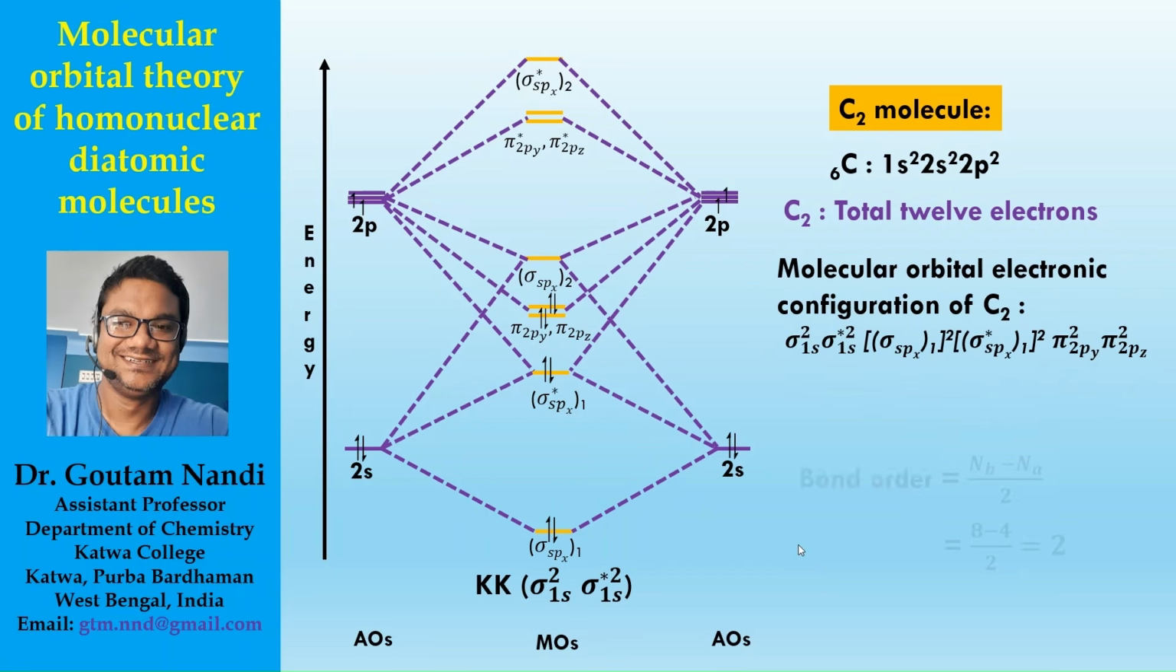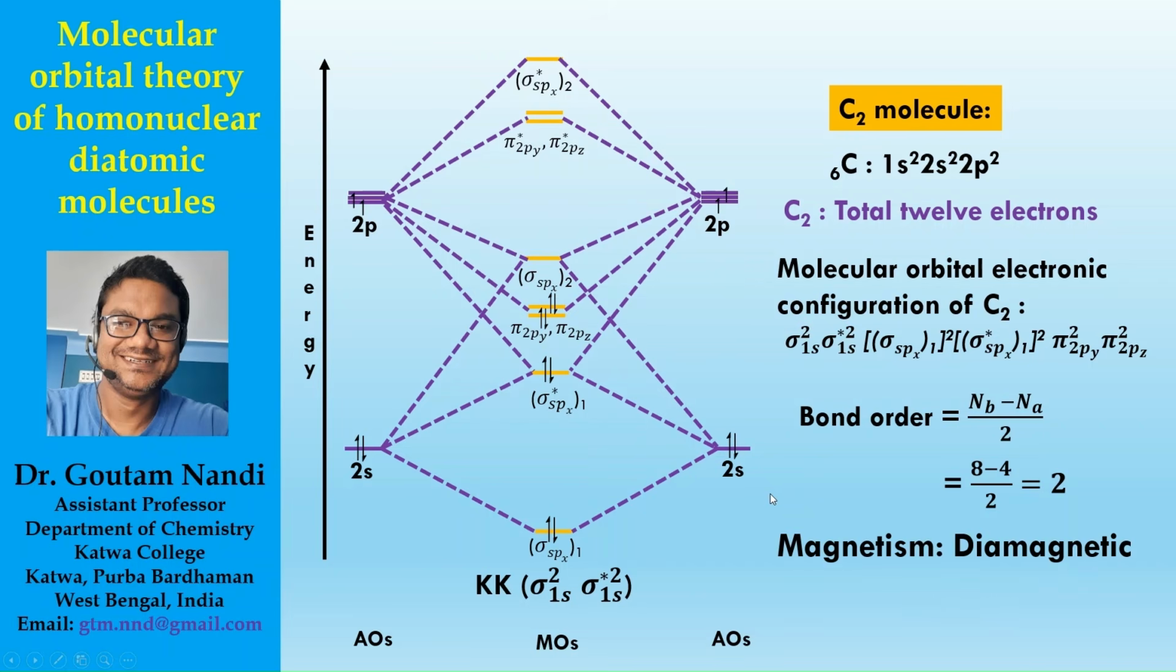So what will be the bond order? Bond order will be 8 minus 4 divided by 2. If you count the total electrons in the bonding molecular orbital, you will get 8 electrons, and total electrons in the antibonding will be 4. So this will give the bond order of C2 molecule as 2. Now here, as I said, these are paired electrons, so C2 molecule will be diamagnetic.